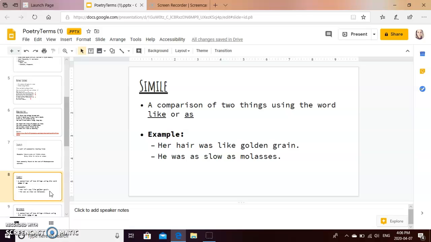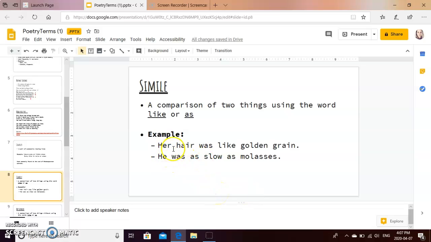So the first one is a simile, and that is a comparison of two things using the word like or as. Some examples I have down below are, her hair was like golden grain. That is a simile because it contains the word like. He was as slow as molasses, and that contains the word as.